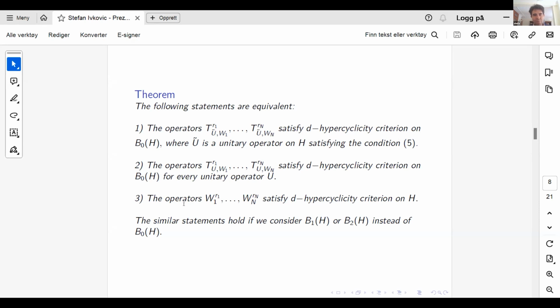And why is this important? Because it is easy to construct examples for statement 3, and then this will automatically produce examples for statement 2. And another important thing is to say that it is not just true for B0 of H, but it is also true for the ideal of trace class operators, or in other words, nuclear operators, and also Hilbert-Schmidt operators, or more generally for every Schatten p-ideal on this separable Hilbert space H.